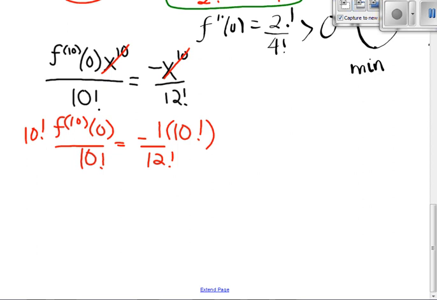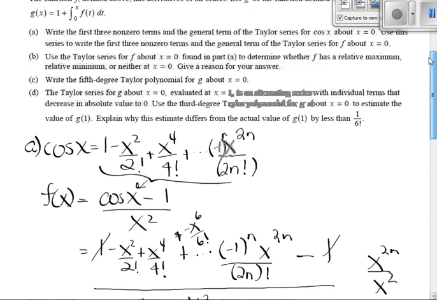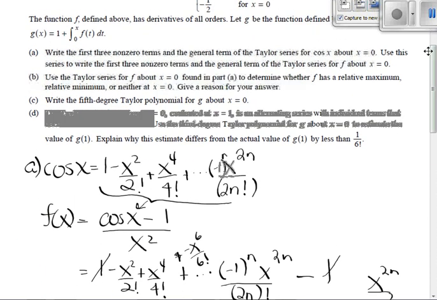Your best bet, do a lot of these problems. And actually, once you start doing them, you're going to find they're not that bad. I mean, we're at 5 points already. Okay, write the 5th degree Taylor polynomial for g about x equals 0.